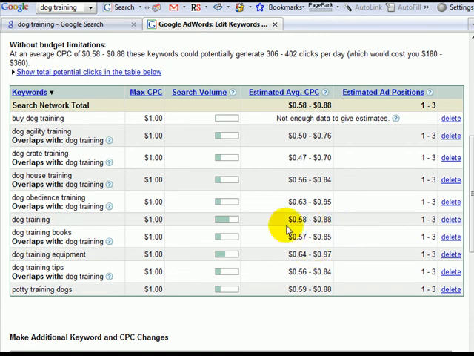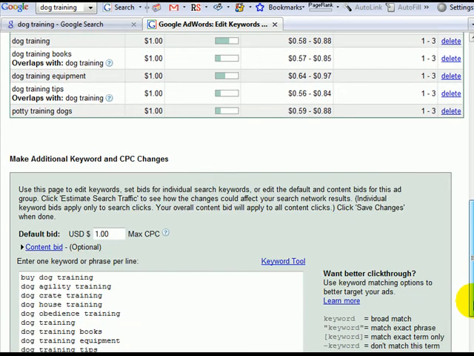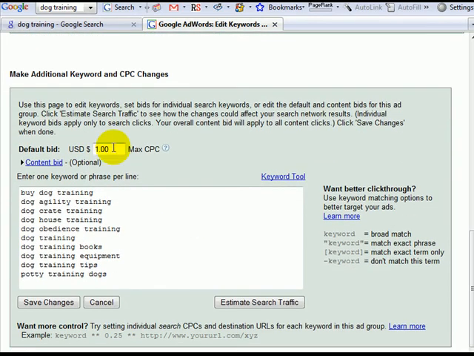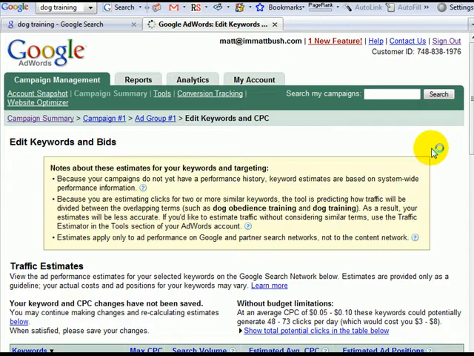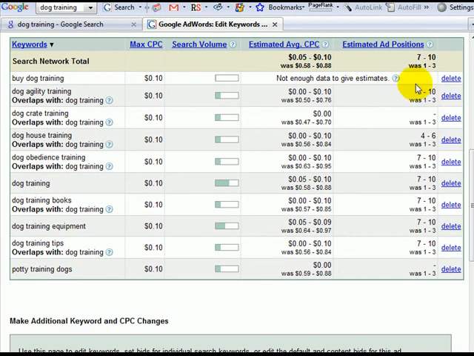You can see some of these words are going to cost more, and you can kind of see the amount of traffic here. Unfortunately, it's not going to tell you specifically, but that's okay. This is just giving us an estimate. Let's go ahead and make some changes here. Let's say that I was going to drop this to 10 cents. Let's estimate that. Okay, now we can see here that my position dropped. Estimated position from 1 to 3 all the way down to 7 to 10.